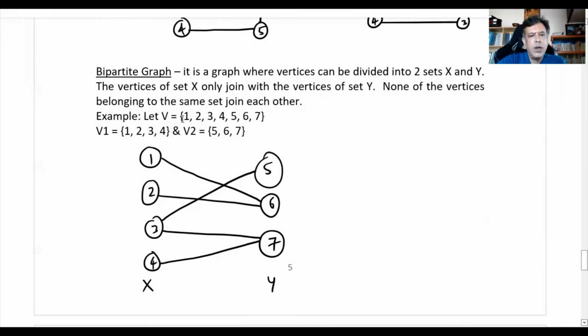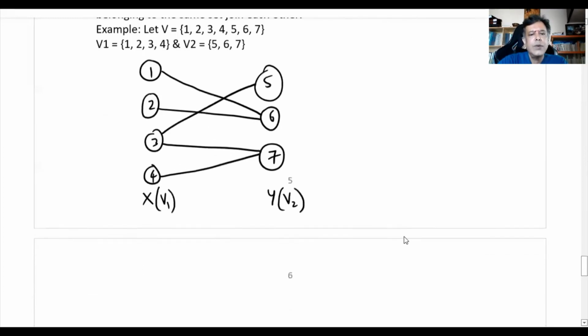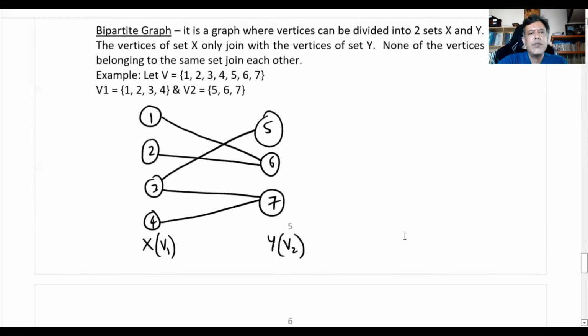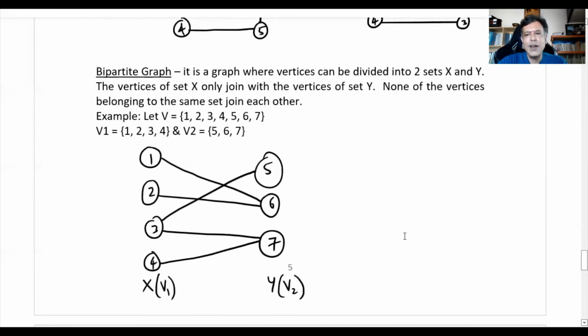Example: the vertex set is 1, 2, 3, 4, 5, 6, 7, all together. Then vertex set 1, we are considering 1, 2, 3, 4. Vertex set 2, we are considering 5, 6, 7. So basically, instead of writing X, I can also write it as V1 because that is what we have written here. This is V2. So in general, it is X and Y. Specifically for this example, it is V1 and V2. That is bipartite graph. So in further videos, we'll understand some more types of graphs.